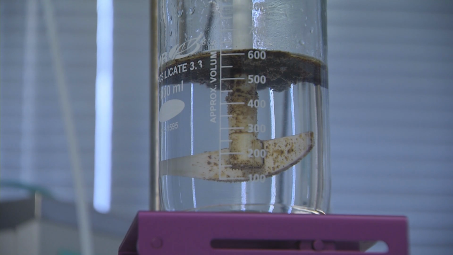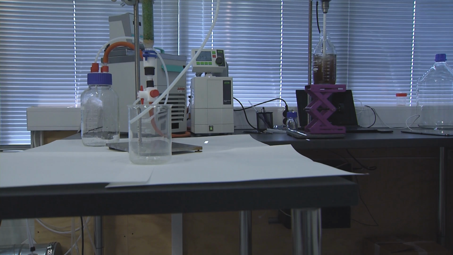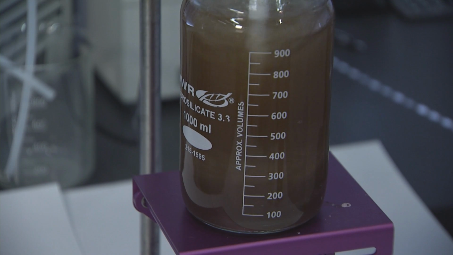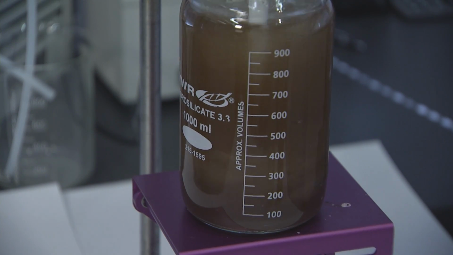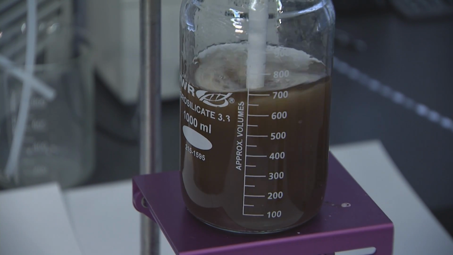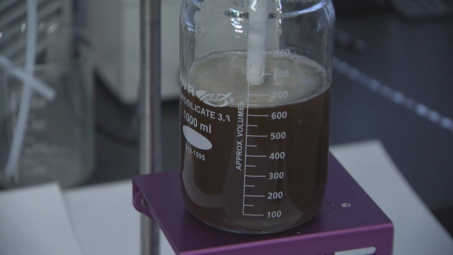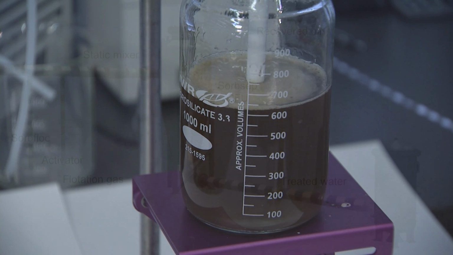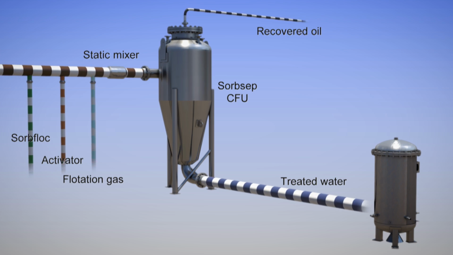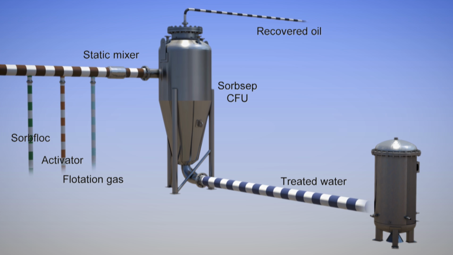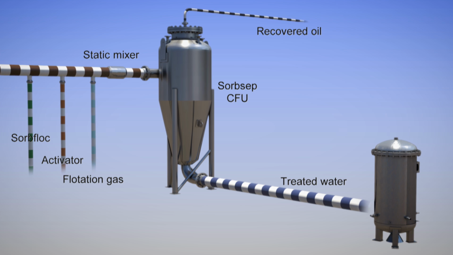Flocculated SORBFloc is chemically and irreversibly bonded, giving the flocs much higher mechanical strength than the electrostatically bonded structures from conventional flocculants. This means that the flocs can be exposed to high shear conditions without releasing the encapsulated hydrocarbons and particles. Therefore, smaller, higher performance separators can be used, like SORBSEP, our own patented compact flotation unit.